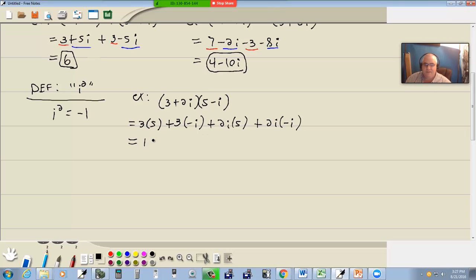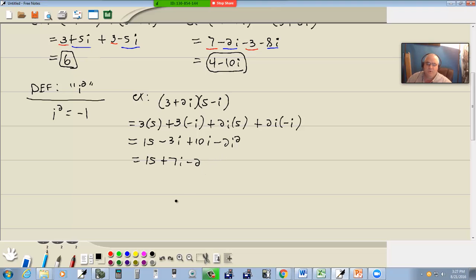3 times 5 is 15. 3 times negative i is negative 3i. 2i times 5 is 10i. And 2 times negative 1 is negative 2, and i times i is i squared. Now we always want to combine together like items. Negative 3i plus 10i is 7i.